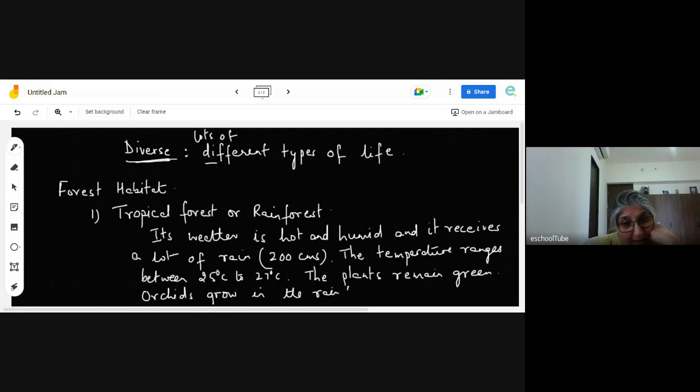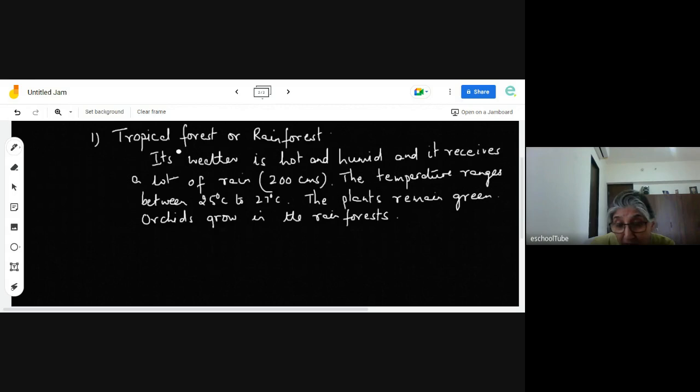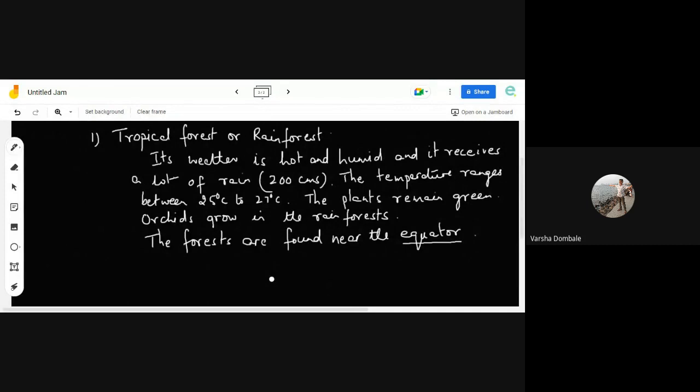Now, next, I'll ask somebody else. Miss, my turn it is. Okay, Harshal, which area are tropical or rainforests found in? Cherrapunji. No, near these forests are found near the... lakes, rivers? No. Miss, equator. Yes. Okay, so these forests are found near the equator.